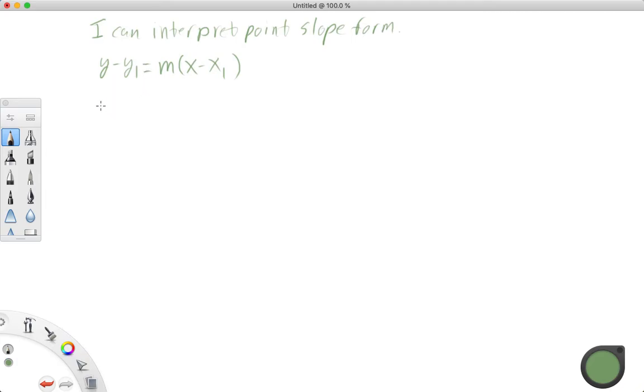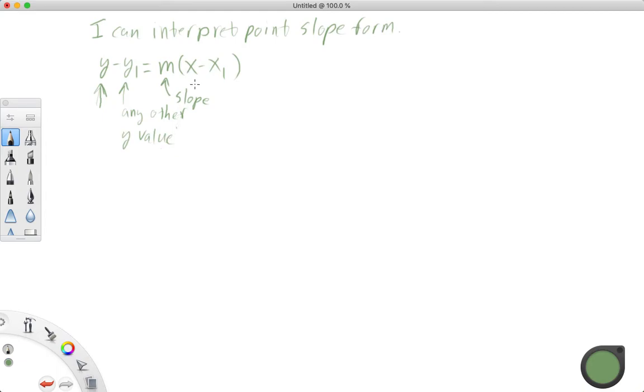So this y is just, remember our other equation, y equals mx plus b, that's the y from that. Y1 is any other y value on the graph, but it does need to be linked with our x1. Okay, m is still going to be our slope.